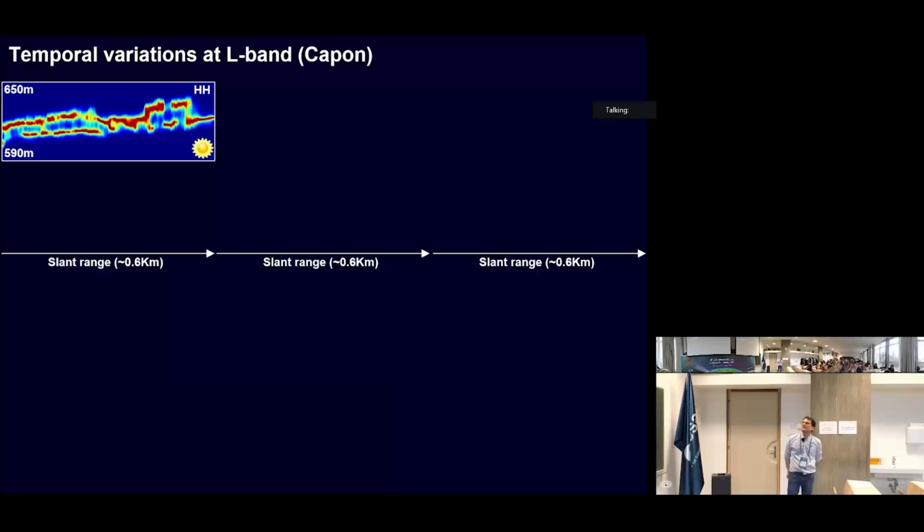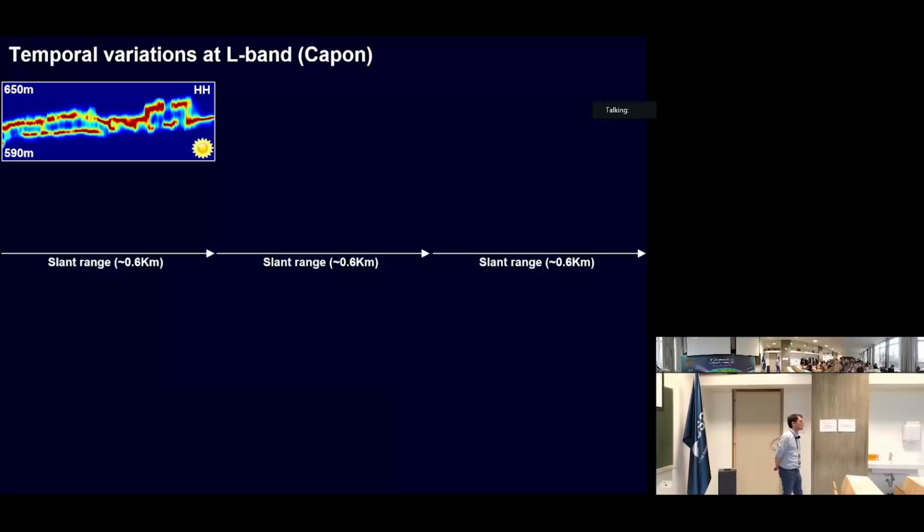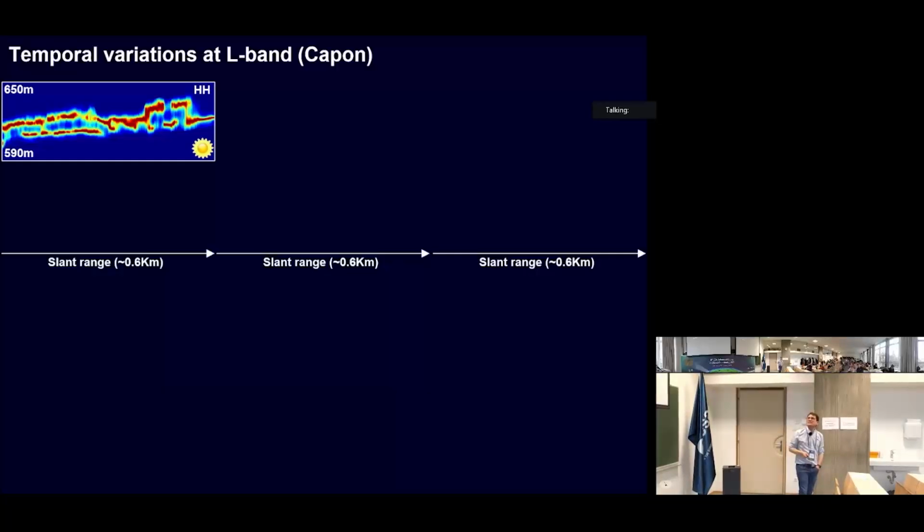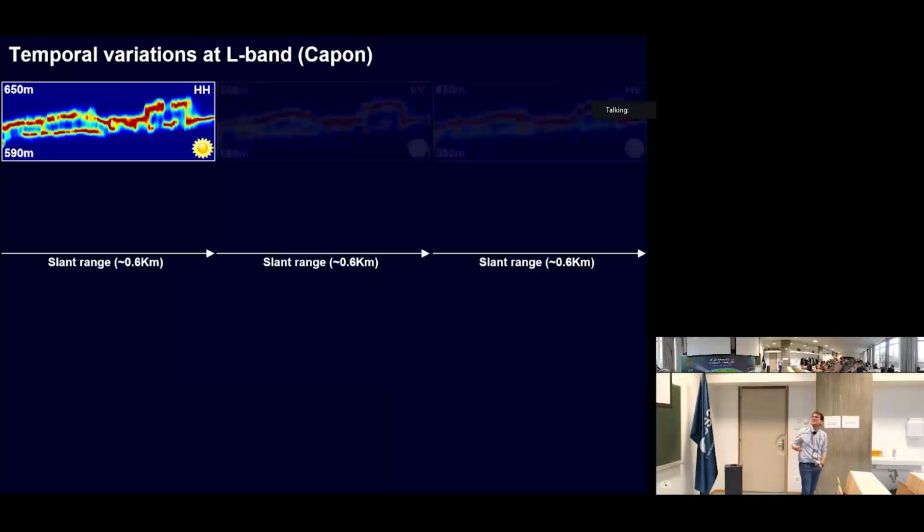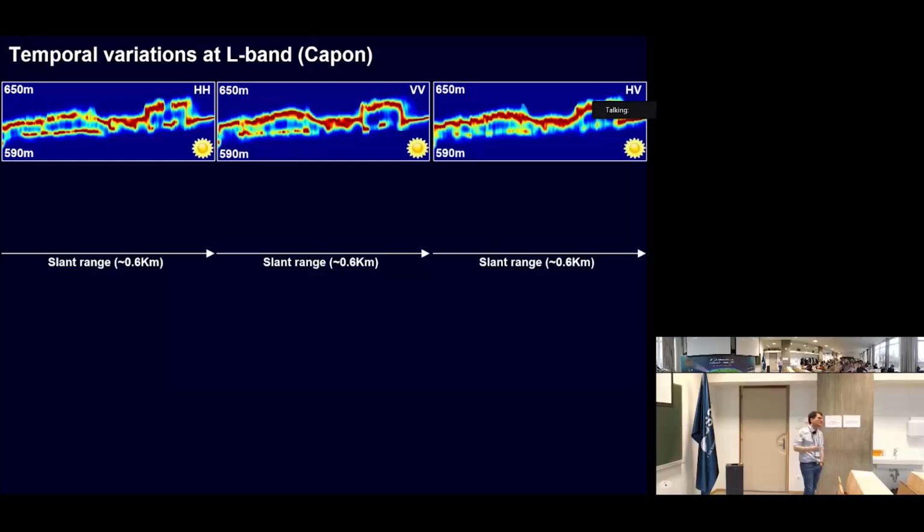Now, this was one day after a number of sunny days, so in summer, so your forest was in an equilibrium, so rather dry, with a certain water content. You see here, you penetrate and you see the ground. From HH, in VV the ground becomes weaker because now you lose the dihedrals, and then in HV you got, of course, a much attenuated ground. Now, so this was one day. 2 days after, we had a second acquisition.